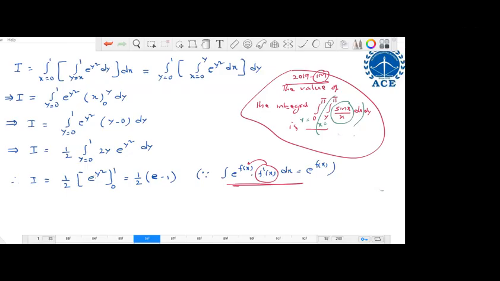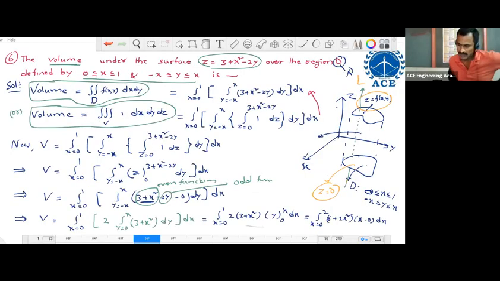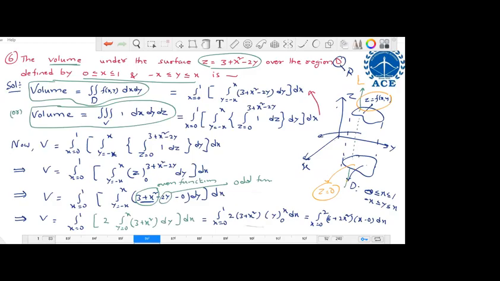Good evening, sir. Sir, page number 87. What is your doubt? Here, how did you take the limits for z for the triple integration? I could not understand that, sir.